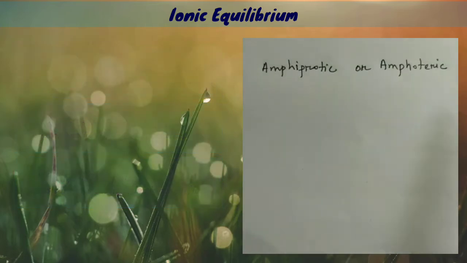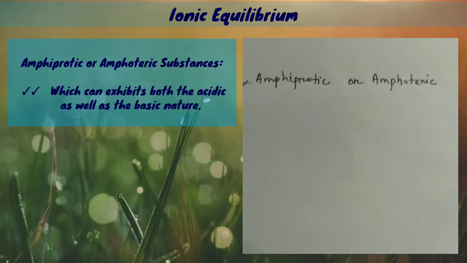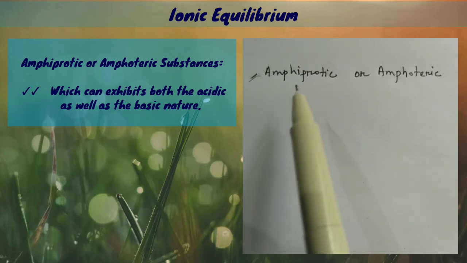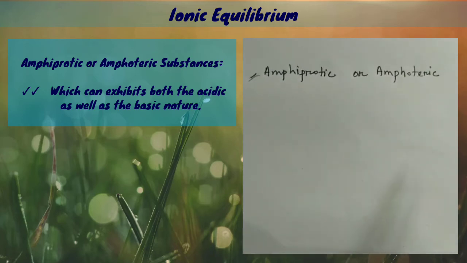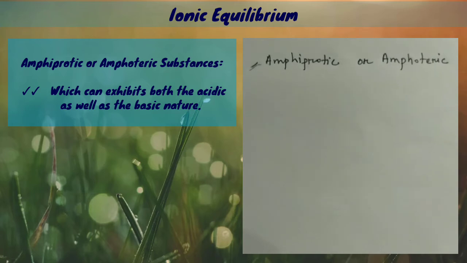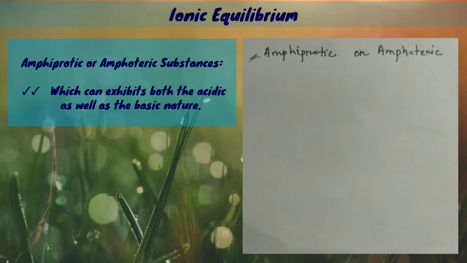Okay, now coming to the next concept, which is amphiprotic, so amphiprotic or amphoteric substances. That means the amphoteric or amphiprotic substances are those substances which have the capacity to show both natures, that means acidic and basic nature. So those substances can show the acid as well as the base nature. Okay, so let us understand this topic by using an example.